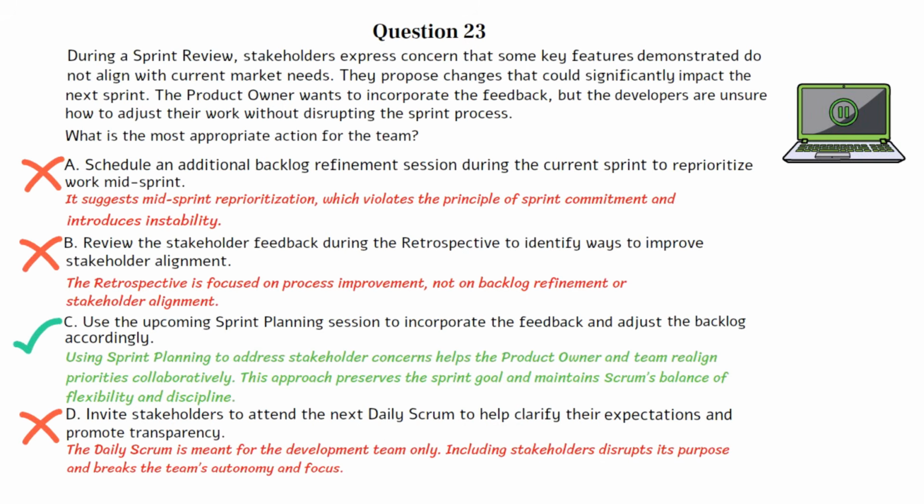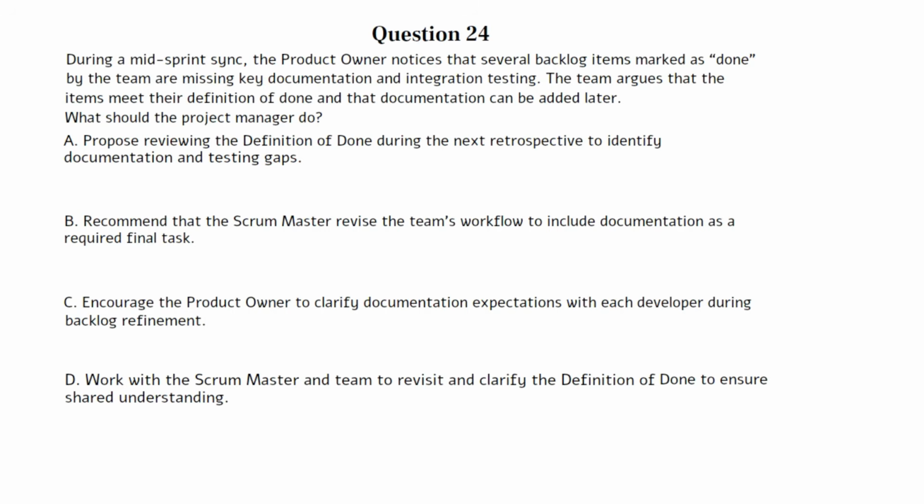Let's move on to the next question if you're ready. Question 24. During a mid-sprint sync, the product owner notices that several backlog items marked as done by the team are missing key documentation and integration testing. The team argues that the items meet their definition of done and that documentation can be added later. What should the project manager do?